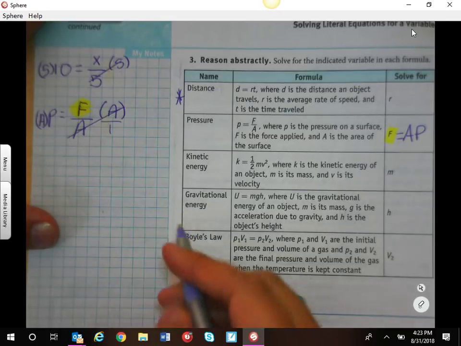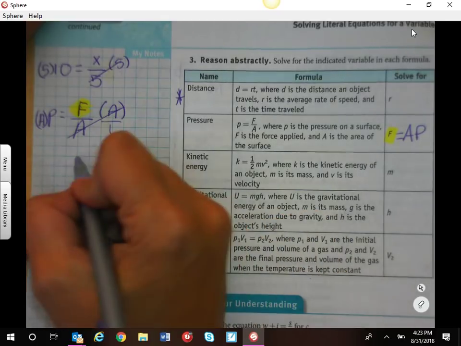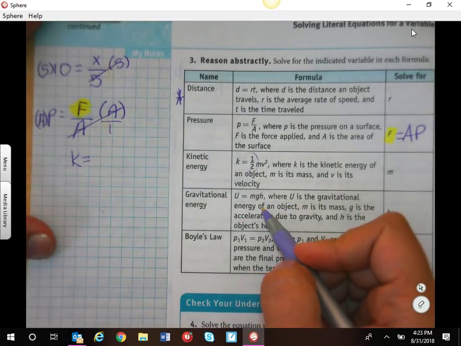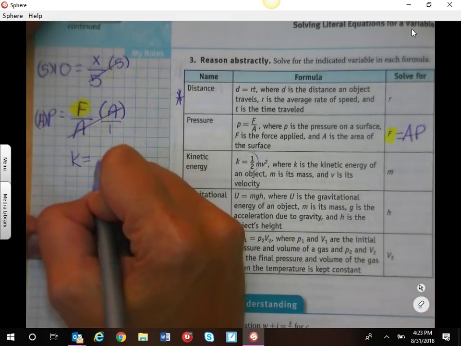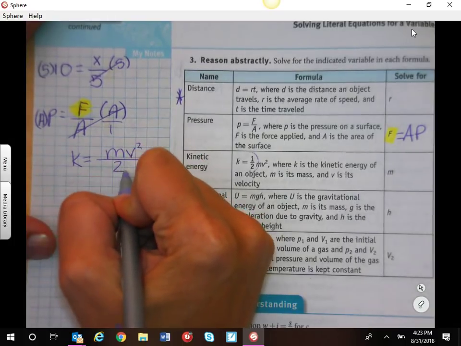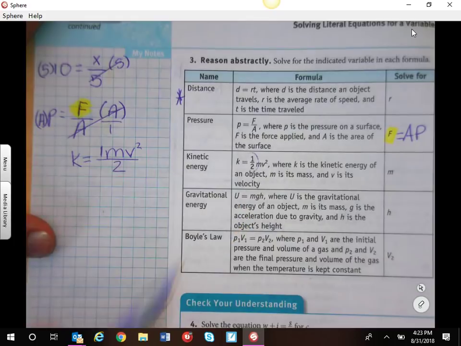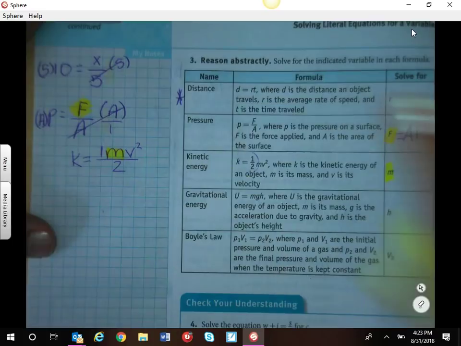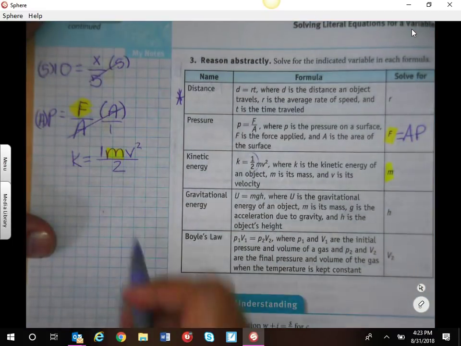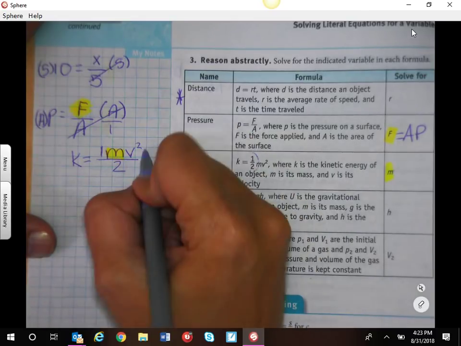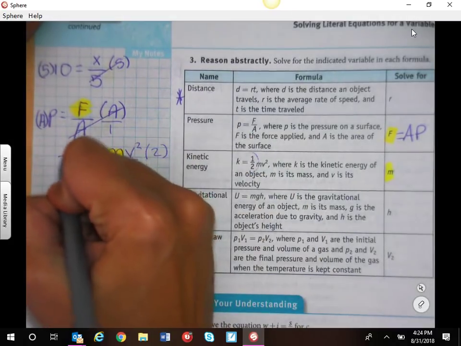The other one I want to do with you is this kinetic energy. And I want to talk to you about this 1/2. So 1/2 means that you are dividing by 2. So we can do this a couple of ways. I'm going to rewrite this as m v squared over 2. Because technically, I could put my 1 there. Here's my m. So just like before, we need to get rid of a dividing by 2. So we're going to multiply by 2.